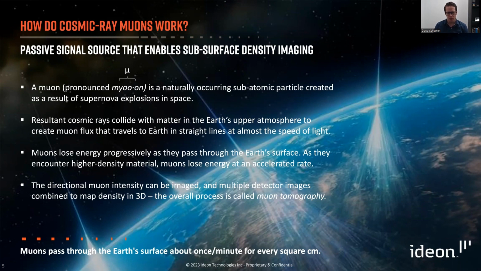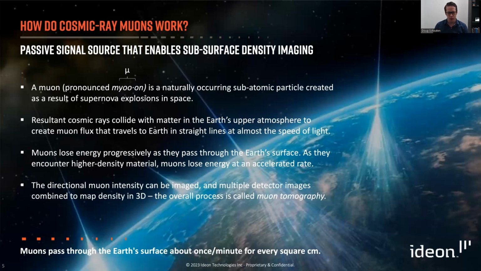And so what we can observe is the rate of muons that survive to some depth, or the directional muon intensity from all directions, and develop essentially a map of muon attenuation, which is essentially a map of average density between a detector located under the ground and each direction to the surface. This develops a two-dimensional radiography, like an X-ray image of average density in the Earth. And by combining multiple such images, we can develop a 3D density profile, and that process is muon tomography.